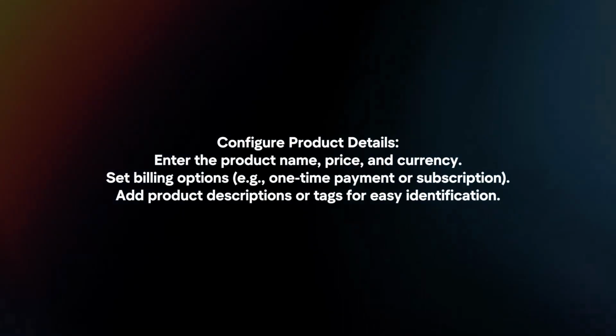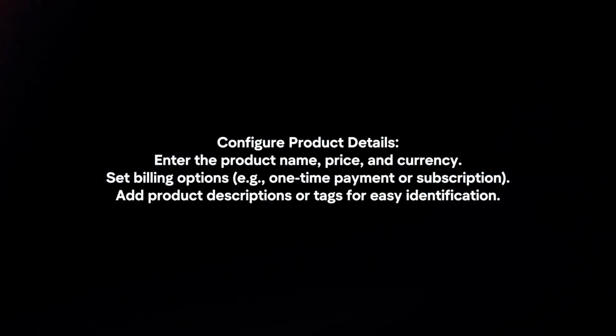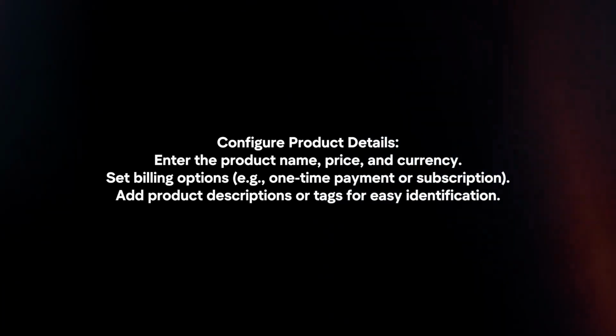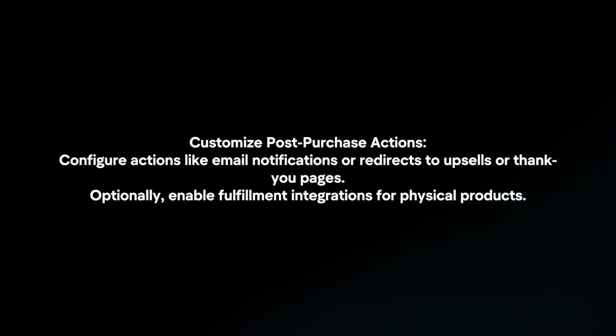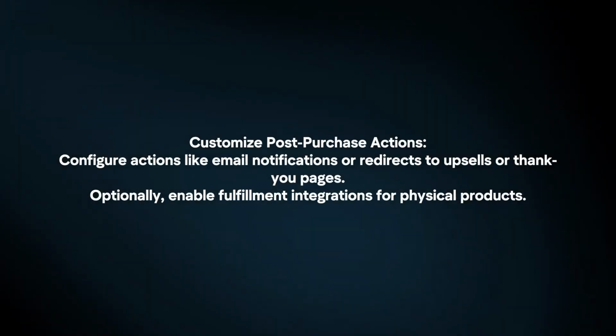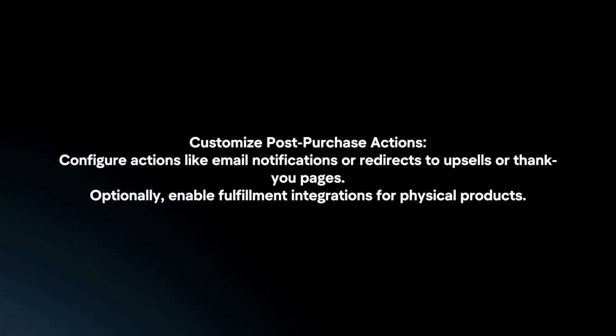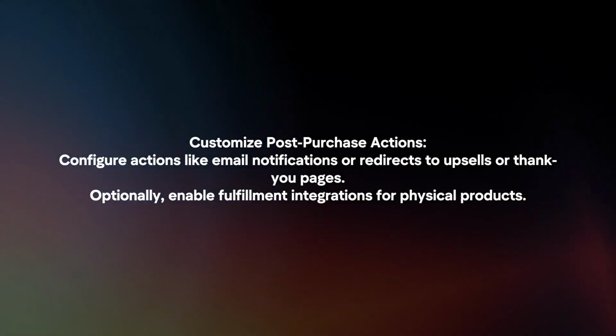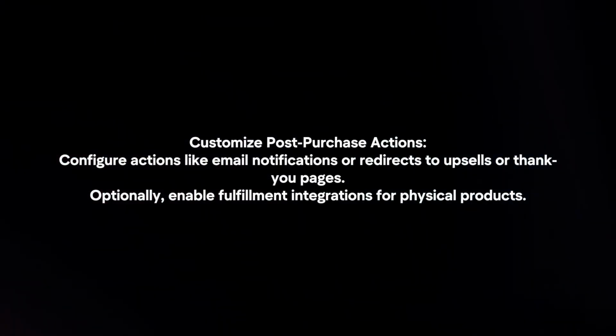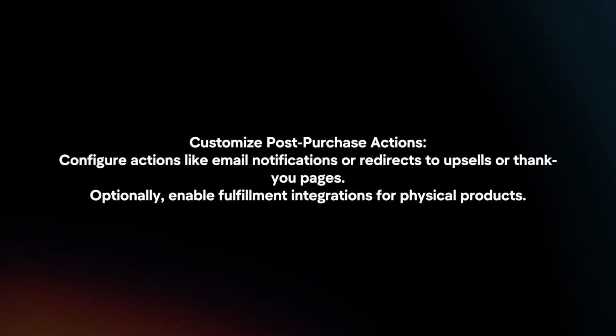Configure product details. Enter the product name, price and currency. Set billing options. Add product descriptions or text for easy identification. Customize post-purchase actions. Configure actions like email notifications or redirects to upsells or thank you pages. Optionally, enable fulfillment integrations for physical products.